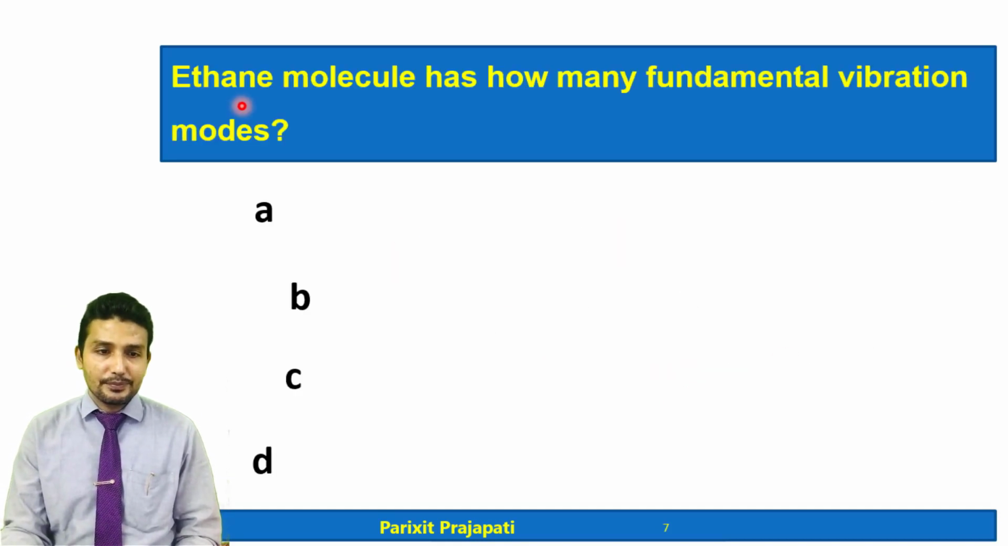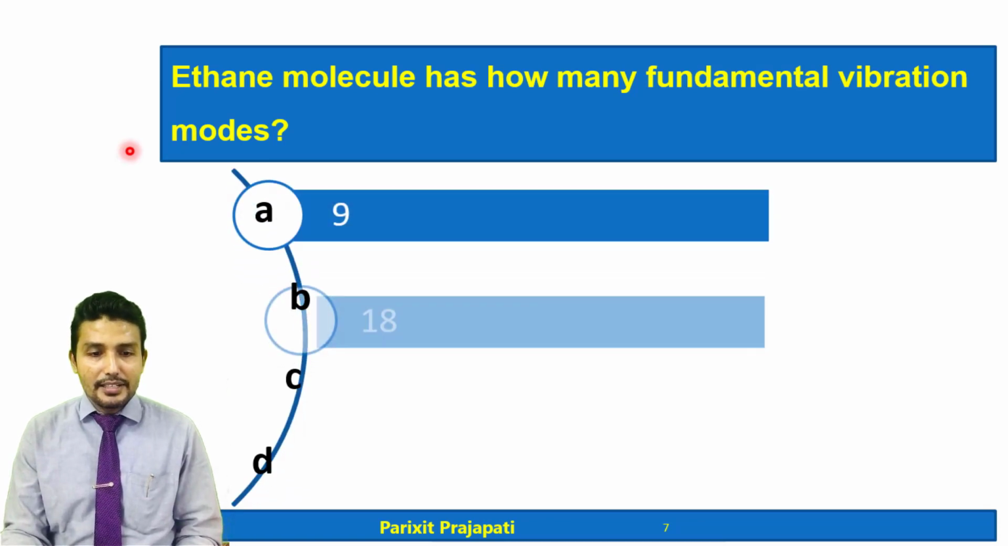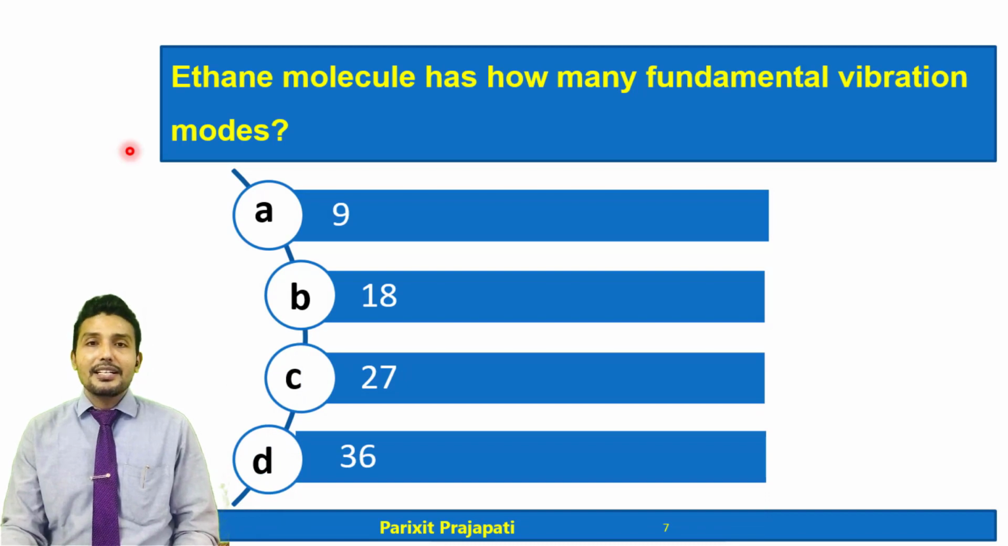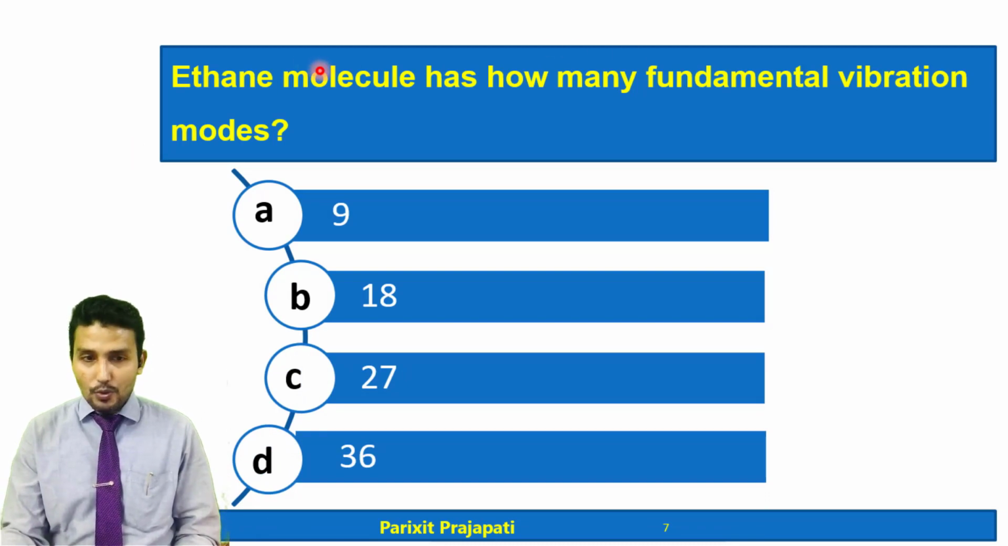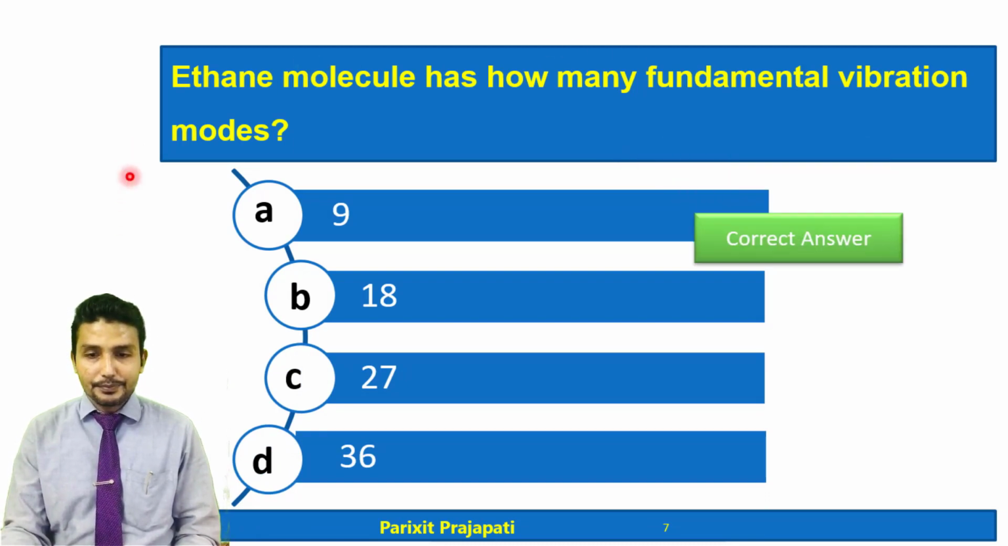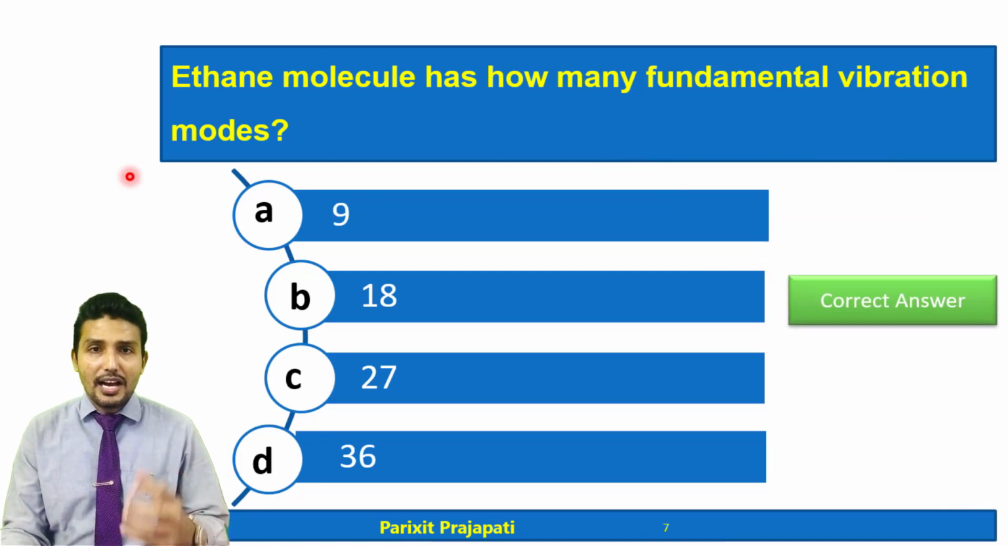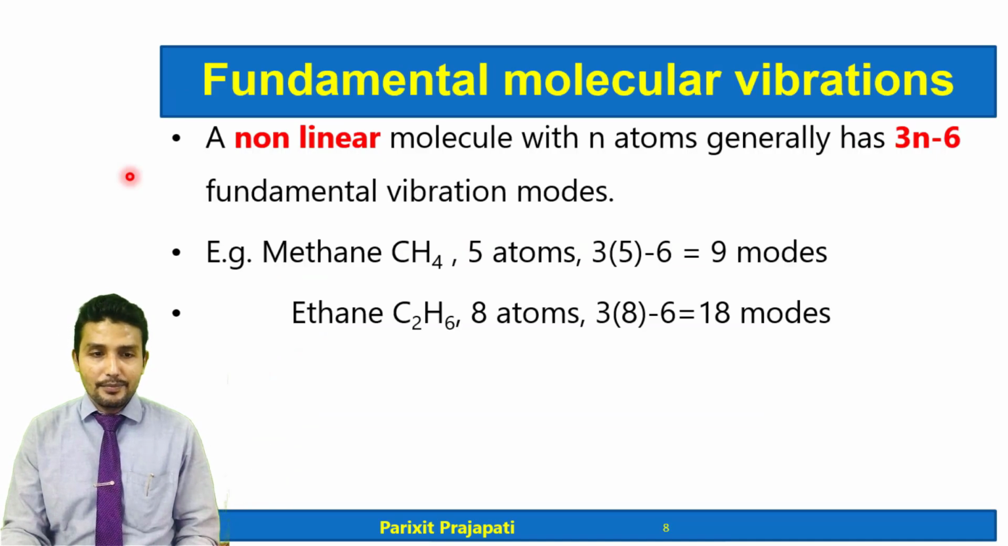Next question. Ethane molecule has how many fundamental vibration modes? 9, 18, 27 and 36. Now, fundamental vibration modes, what is the correct answer? Correct answer is 18. Now let us see how this answer comes to 18.